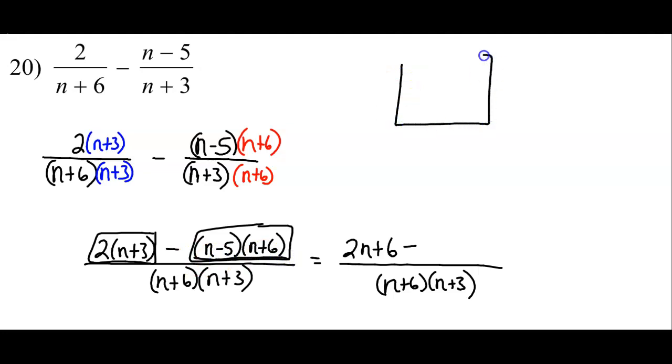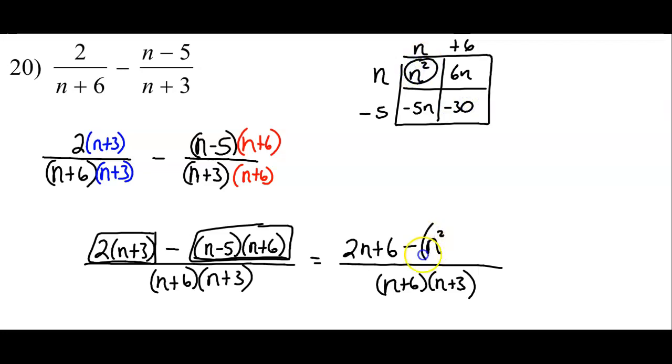So here we go. N minus 5 and n plus 6. So we have n squared. Negative 5 and positive 6 makes positive 1. And then we have minus 30. Notice I put that in parentheses because there is that negative in the front of it, which we're going to have to distribute now.